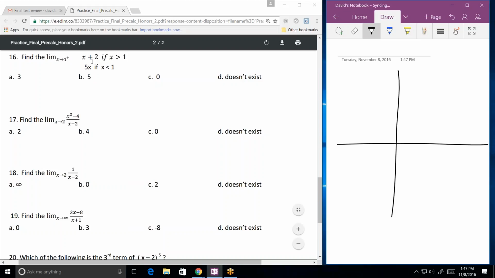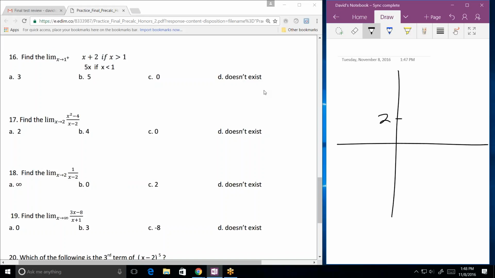Three. All right. Well, that's correct. That's the correct answer. But maybe we need to look at it a little bit more. If I plot the top function, I get that. Okay. Let me erase this part. Is that not the top function? Yeah, it is.